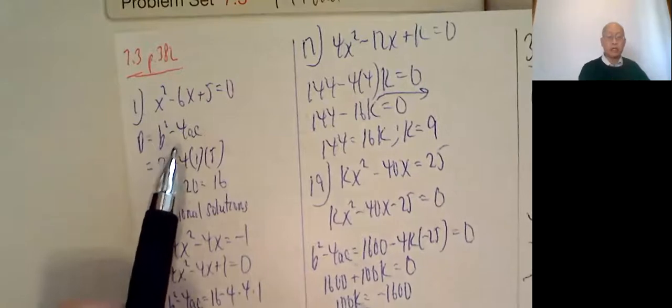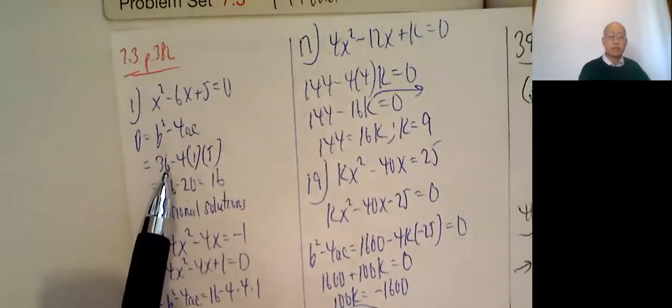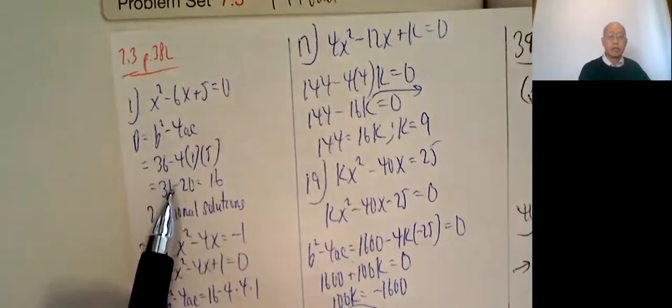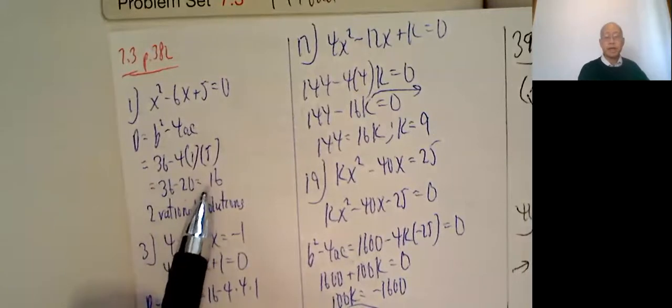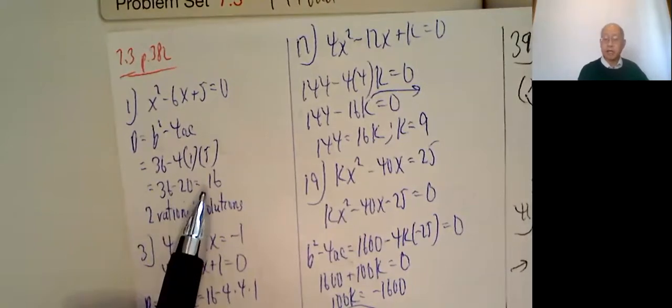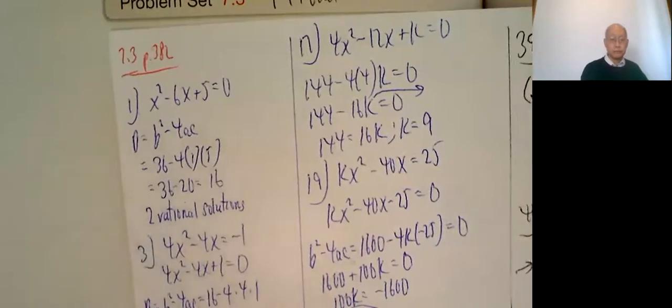B squared minus 4ac. So that's b squared is -6 squared is 36 minus 4 times a, which is 1, times c, which is 5. 36 minus 20 is 16. Okay. That means we have two rational solutions. Underneath the square root, you're going to have a 16. Square root of 16 is a nice number 4. So that's called two rational solutions.